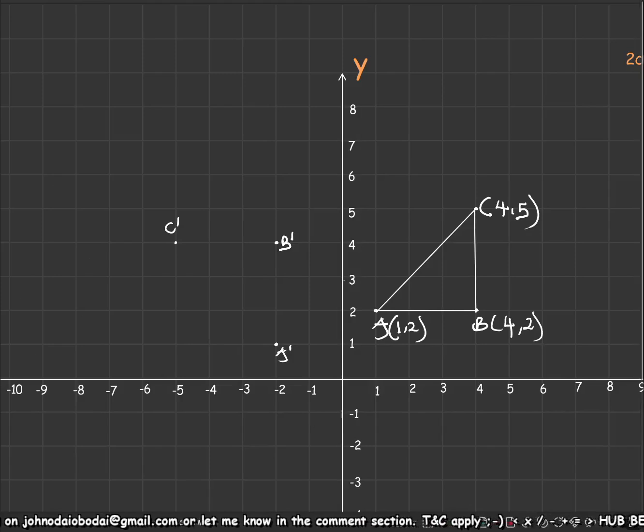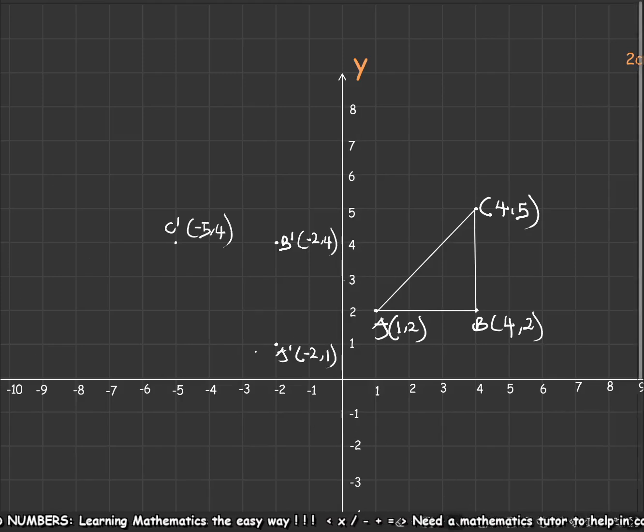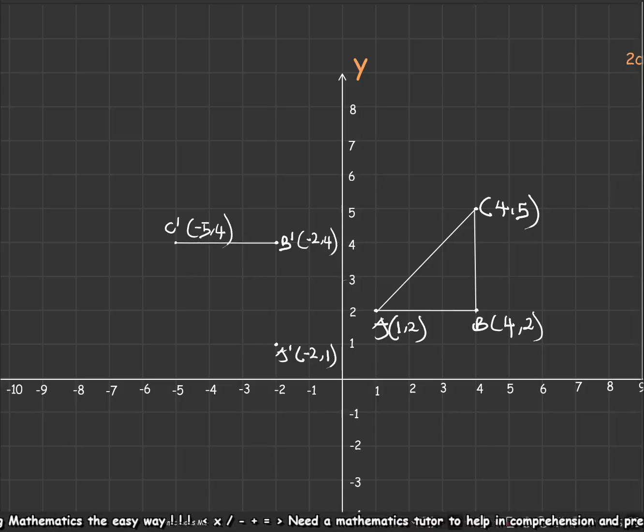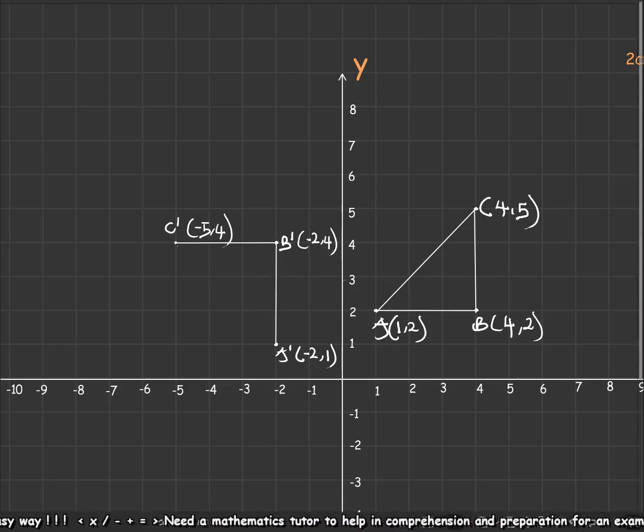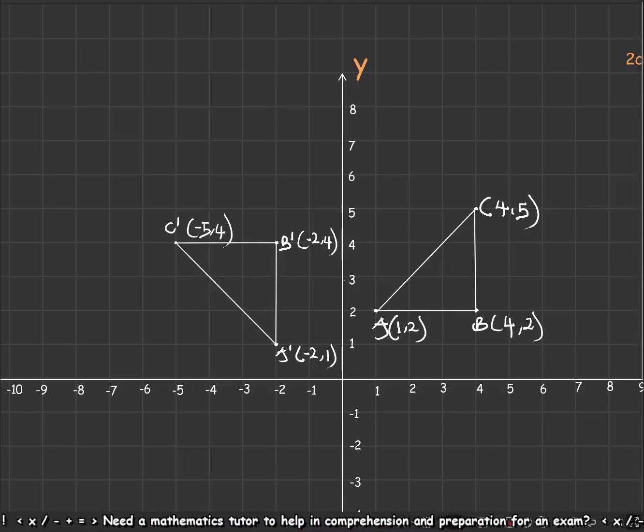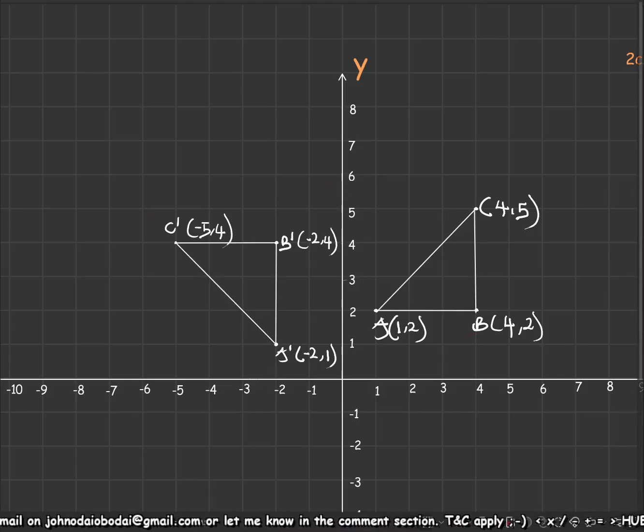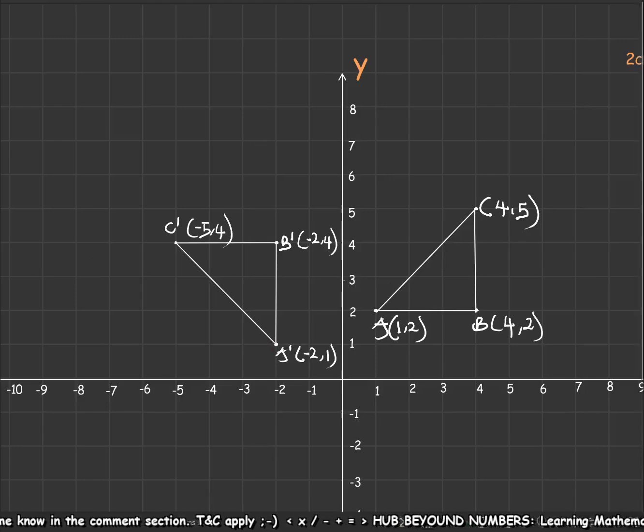So let me write their coordinates attached to them. After which we now join our lines. So I'll join this here to this. I'm going to join this to this. And then also this to this. You see. Now I would love to illustrate what has happened, but let's finish transferring all the points, then I'll come back to that.